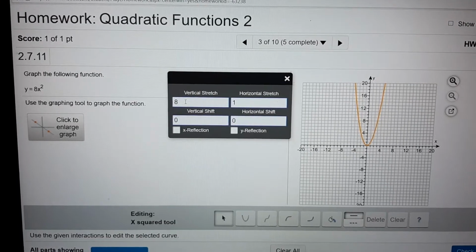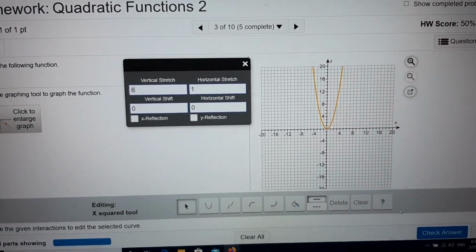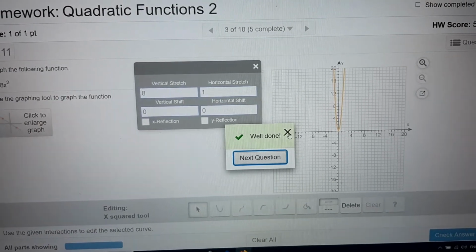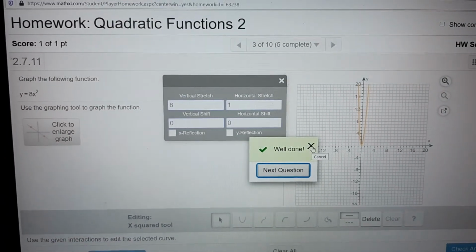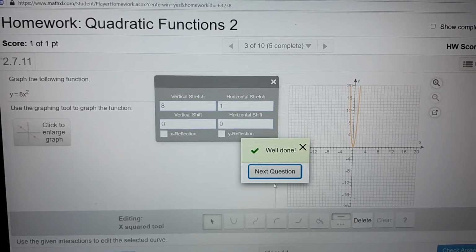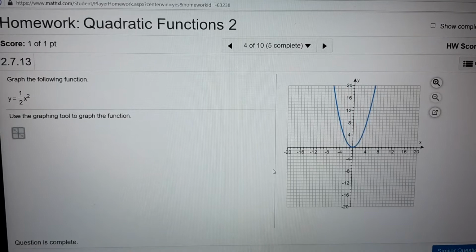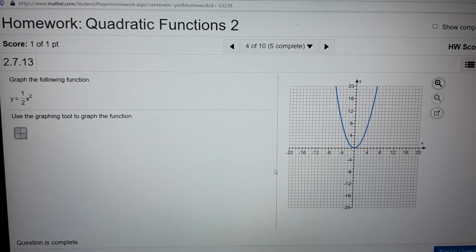And that's it on this one. I go down and I click check answer, and it does it for me, okay? So follow those steps. All right, we'll go to the next question. Go to number 4. Number 4 is y equals 1/2 x squared.